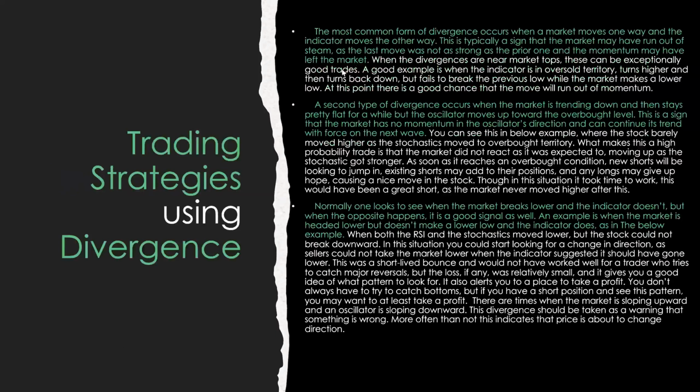This is how you would trade a divergence right here. A divergence occurs when the market moves one way and the indicators move another. This is the sign that the market may be running out of steam. So the market's going up, but your indicators are doing this. That's divergence. The second type of divergence occurs when the market is trending down and then stays pretty flat for a while, but the oscillators are moving towards the overbought level. This is a sign that the market has no momentum in the oscillator's direction and can continue its trend with force on the next wave. So if the market's flat, but the oscillators are going up, that means that eventually that divergence will play out. You'll see a large move to the upside.